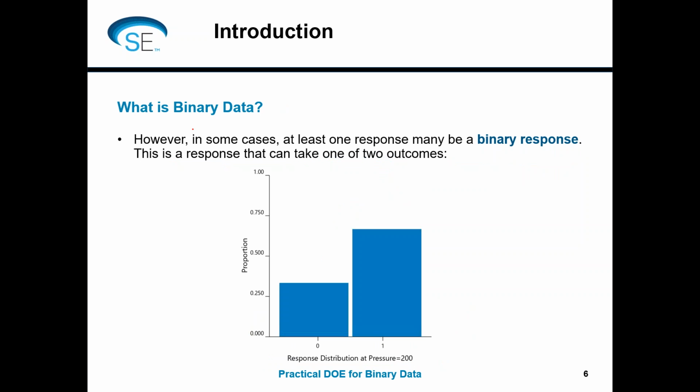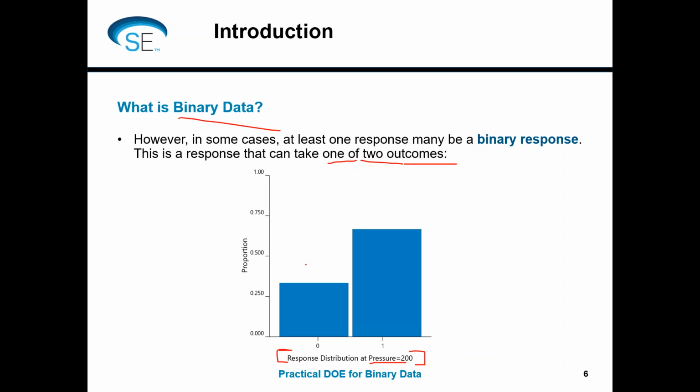Now, binary data is a response that can take one of two outcomes. In other words, I can't measure a bunch of different values between some lower and upper bound. It's either one thing or the other. So let's say I have an experiment where I'm only varying one factor, which is pressure. I'm going to set my pressure to 200 and see if I get a 0 or a 1. Then I'm going to reset my pressure to 200, see if I get a 0 or 1, and so on.